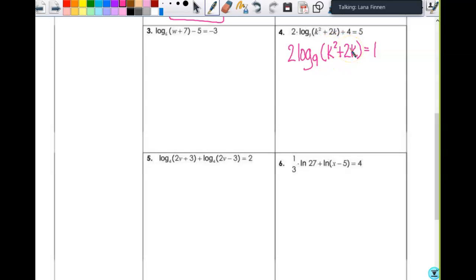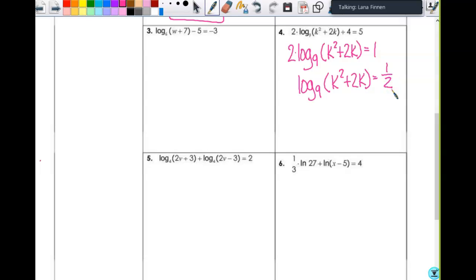But what's another option for me to take care of the 2? What else could I do algebraically? It really has nothing to do with logs. I could just divide. Couldn't I just divide both sides by 2 and divide it out? So again, it could be an exponent or it's being multiplied here, so I could just divide it, and that would make my life a little bit easier, I think. So we're going to do log base 9 of k squared plus 2k equals 1/2.